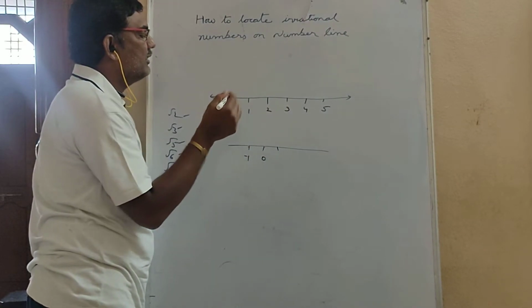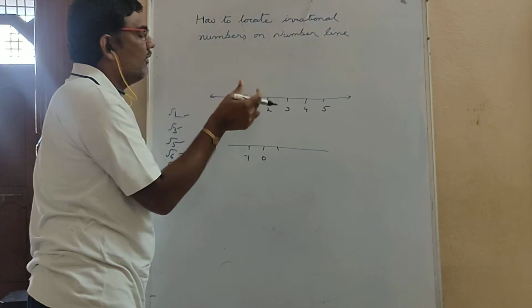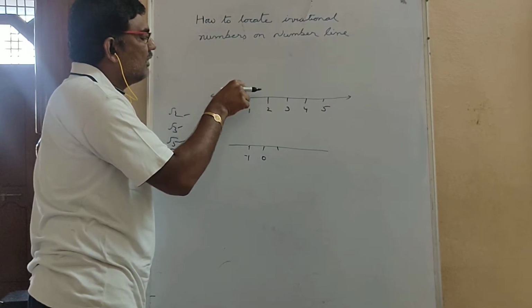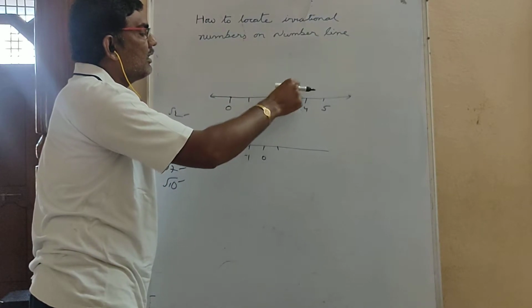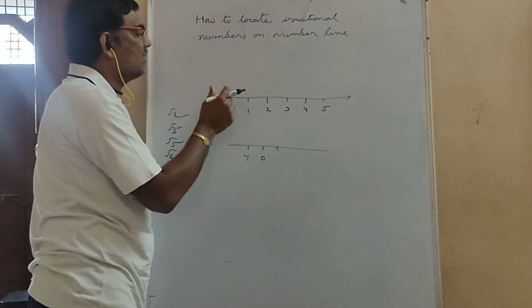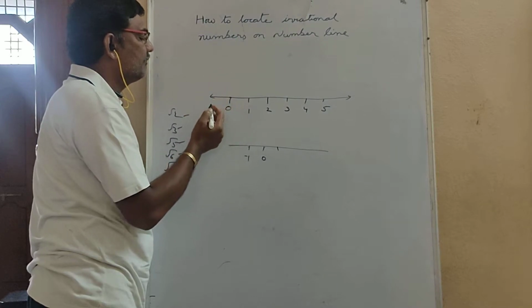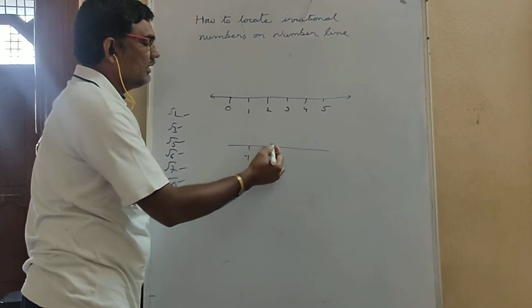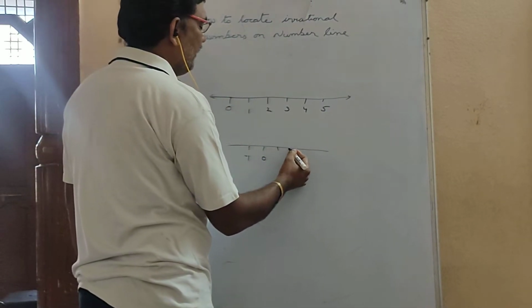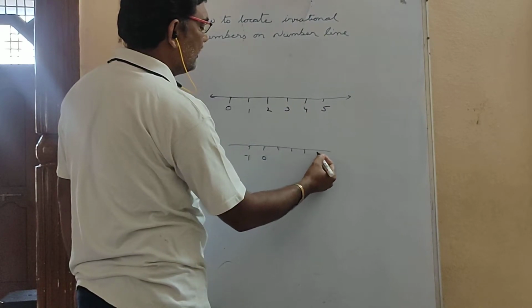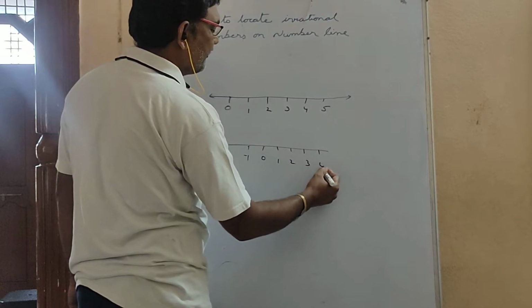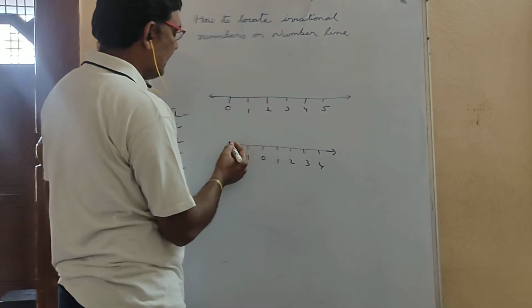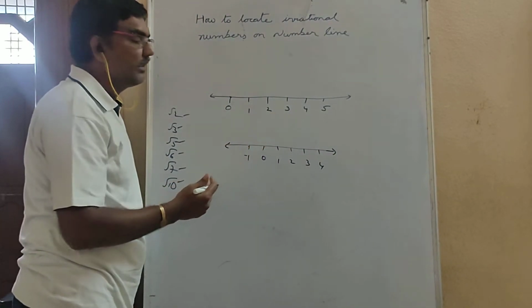Mark one point. By using the compass, draw one arc. Again another arc, another arc, like this. Keep arcs on either side of 0, so left side and right side. If you keep like this, you will get equal gradings. Being a number line, you can extend on both sides. Like this you will get it.